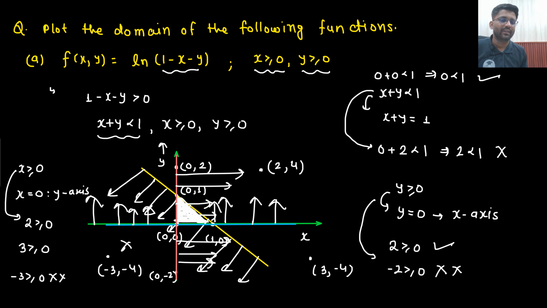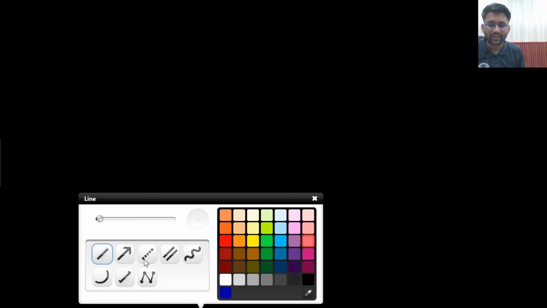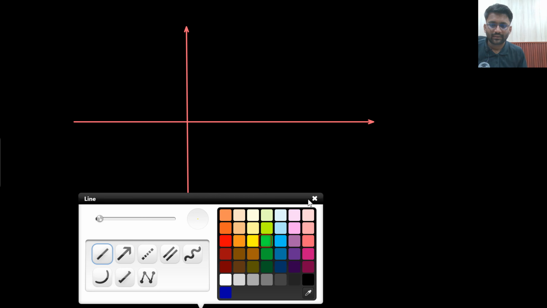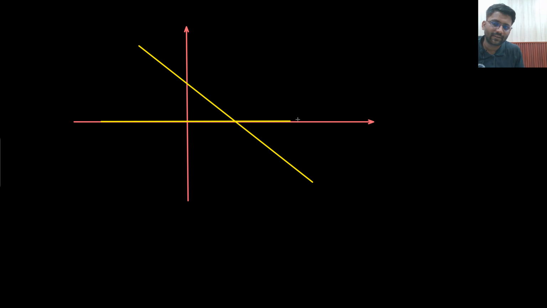So what did you understand? Let's make another page here. When I drew all these three conditions, the first graph was x plus y equals to 1, the second graph was y equals to 0, and the third graph was x equals to 0. Here we said that this region would be accepted, here this region, and here this region.